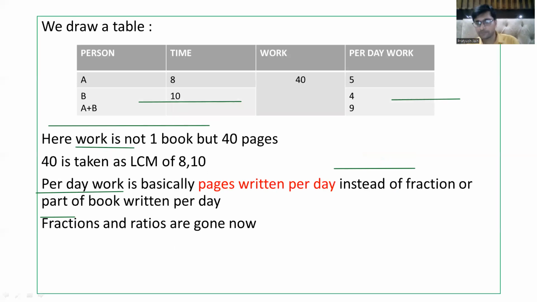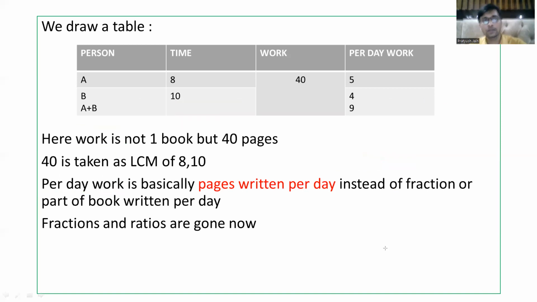What we do, while solving my question with this method, is we draw this table. In my first column, I write person. In second, I write time. In third I write work, and in fourth I write per day work. So for person A took 8 days to completely write a book, and person B took 10 days to completely write a book, right?